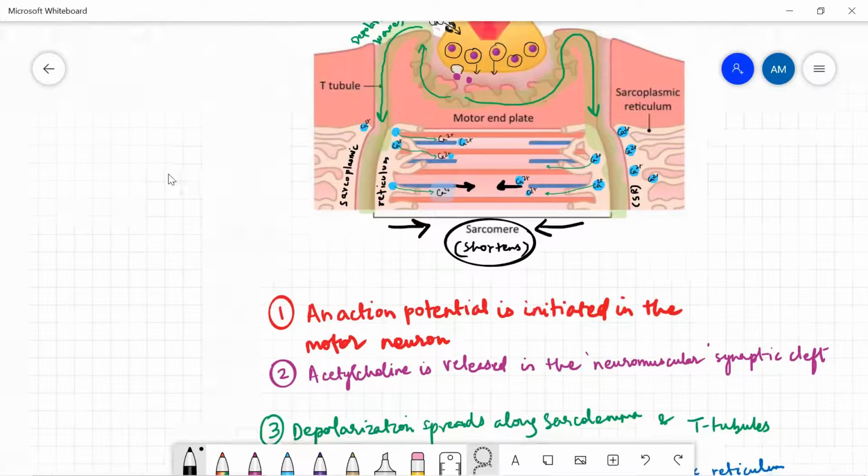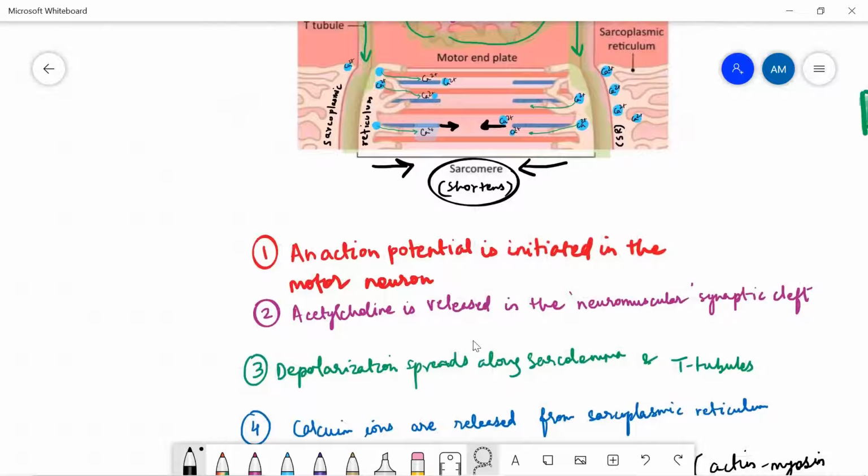Now you look at stage 3: the depolarization wave is spreading along the sarcolemma and the T tubules. Stage 4: along the margin of the T tubules is the sarcoplasmic reticulum of this muscle fiber, and the sarcoplasmic reticulum is loaded with calcium ions. As soon as it receives the depolarization wave, the membrane of the sarcoplasmic reticulum also gets depolarized, and that triggers the sarcoplasmic reticulum to release calcium ions into the cytoplasm here.